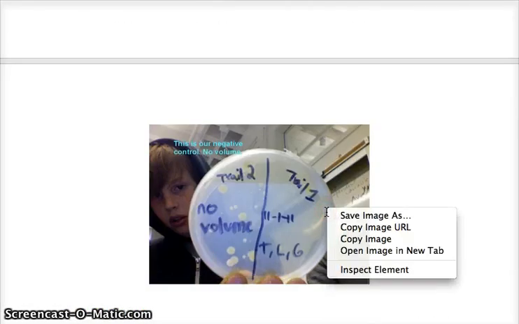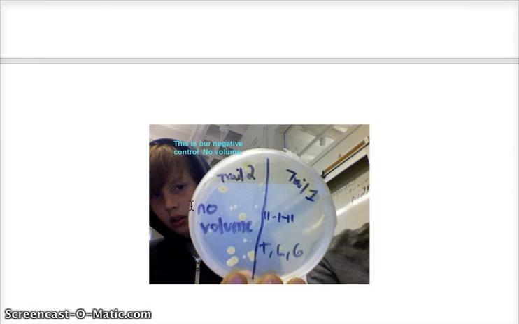And these are the images of our data. We just wanted to take some real data samples. This is what the plates look like. And this is what our negative control was, no volume, and you can see on trial 2 we got some, but not on trial 1.